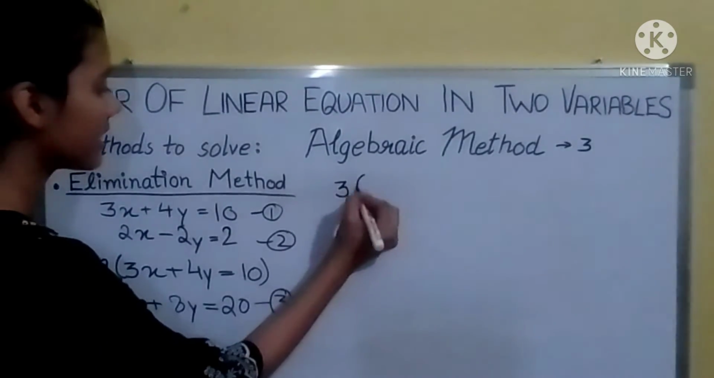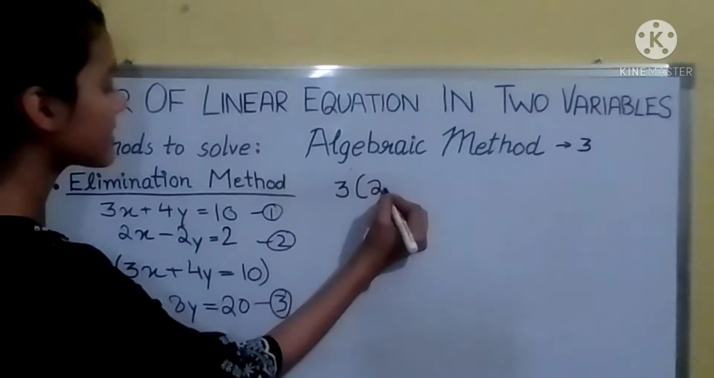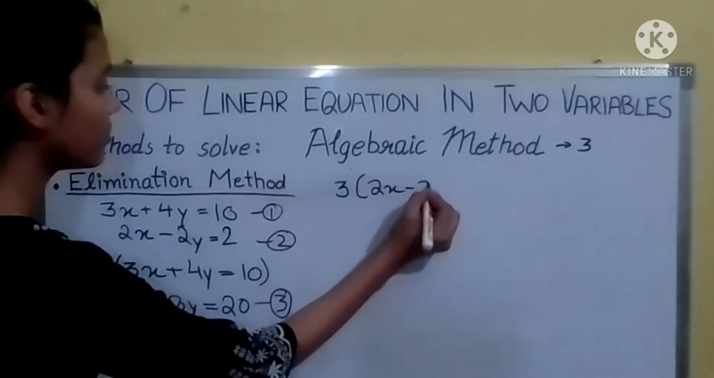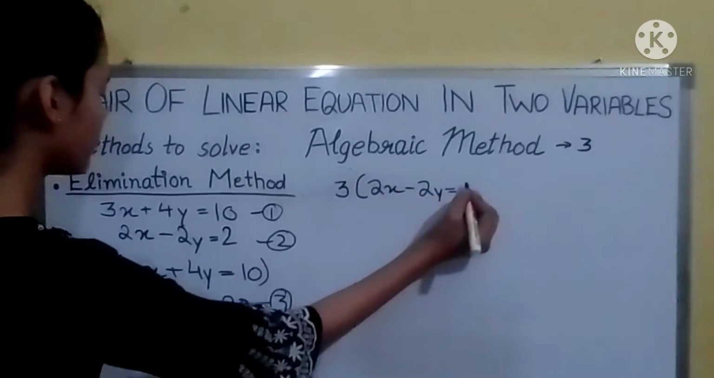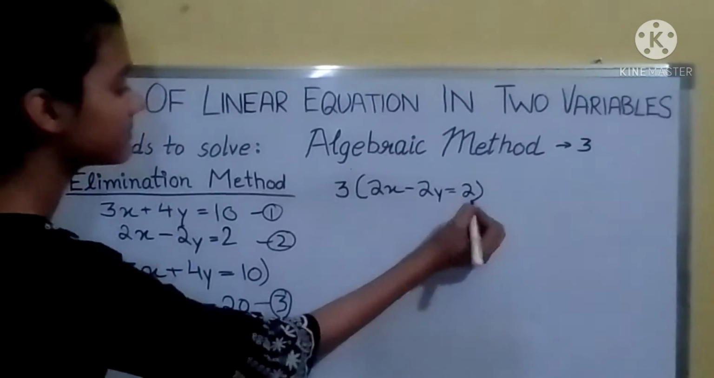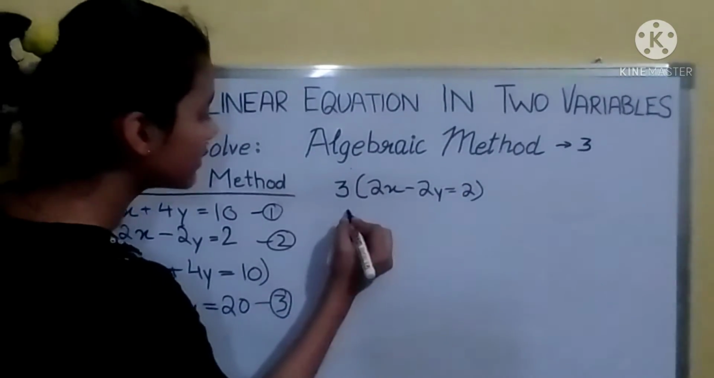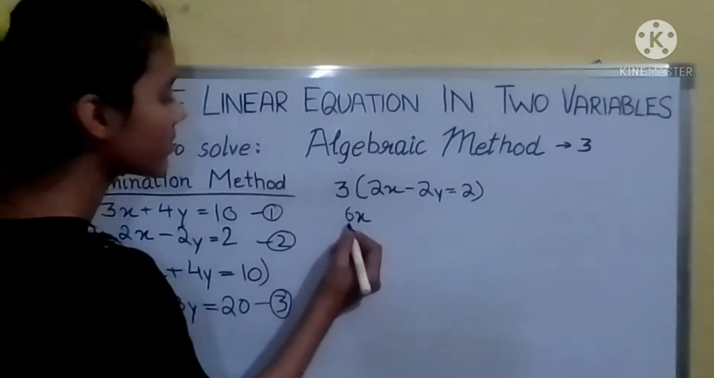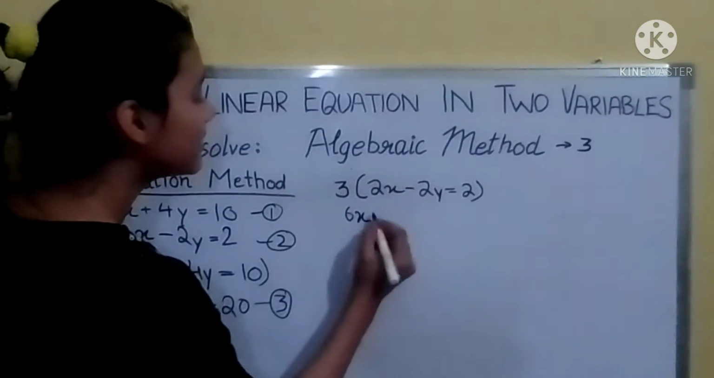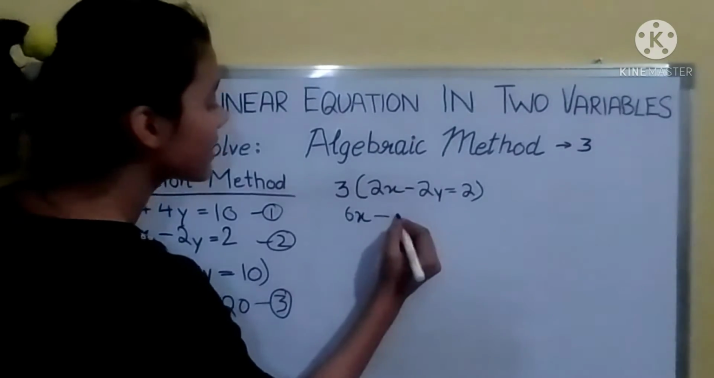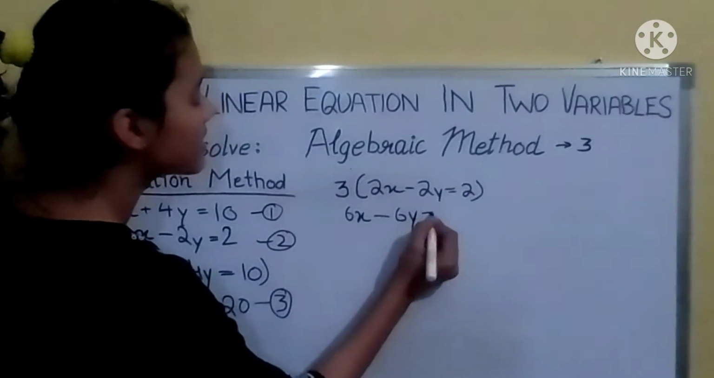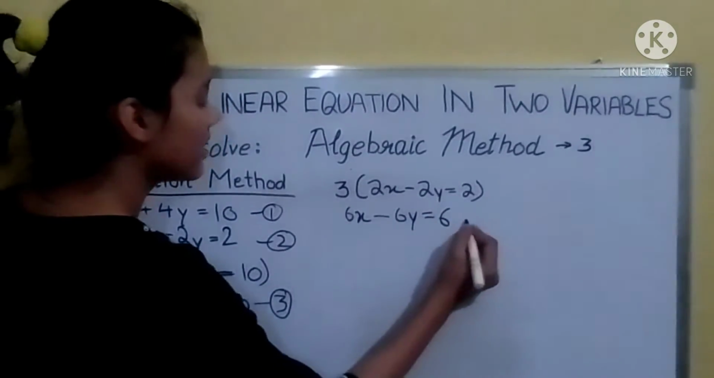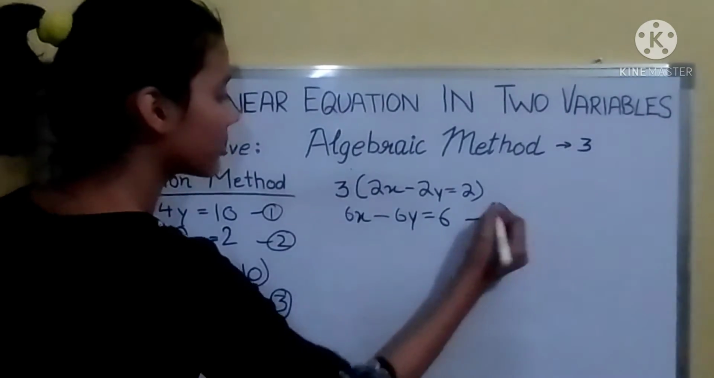So 3, then 2x minus 2y is equal to 2. 3 2s are 6, then x. 3 times 2x is equal to 6x. Then minus 3 2s are 6, then 6y is equal to 6. Now we have got the fourth equation.